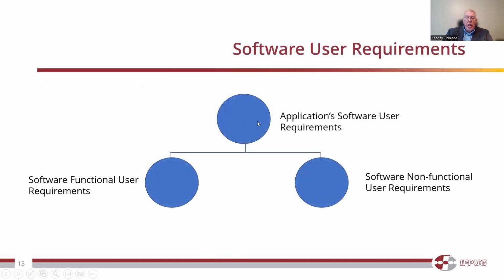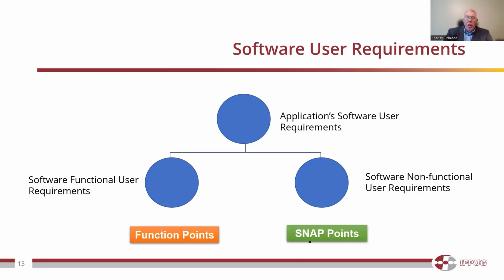So it's just a picture here. We have a software application, and by a software application I mean the set of all software user requirements. Those which represent what the software will do are functional. Those that represent how the software will do it are non-functional.